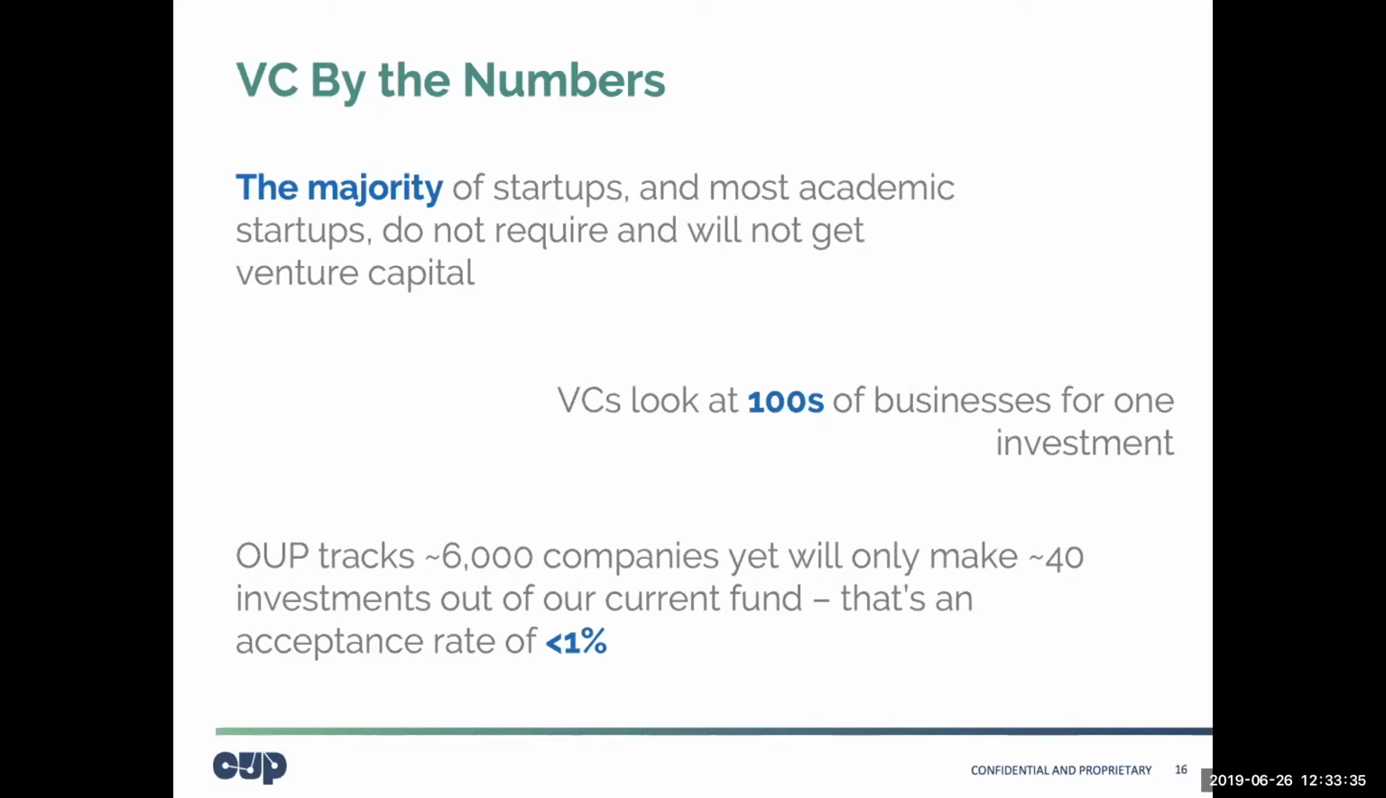So if you don't think your idea is necessarily a $1 billion idea, but still a good idea, John talked about many other funding opportunities and sources for those ideas. But if you do think you have a big idea, and you do think it's potentially a $1 billion idea, just know that the odds are difficult. They're challenging. The acceptance rate for OUP, for making investments, is less than 1%. That's pretty typical.